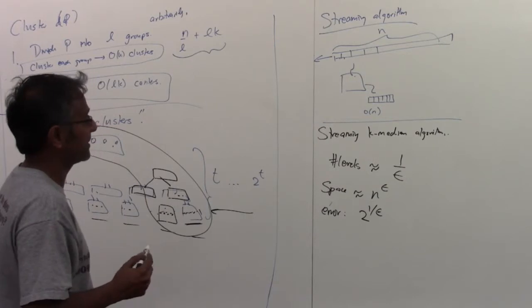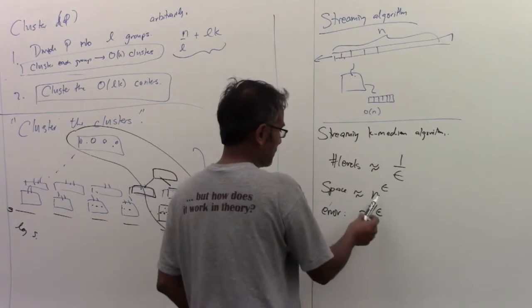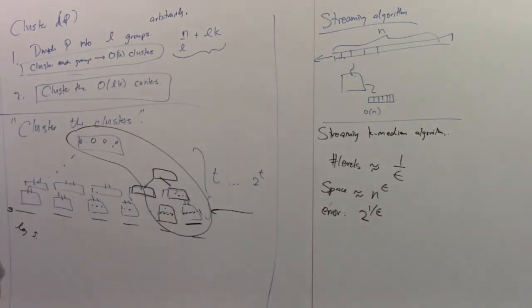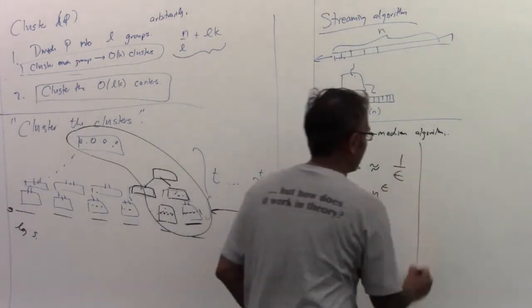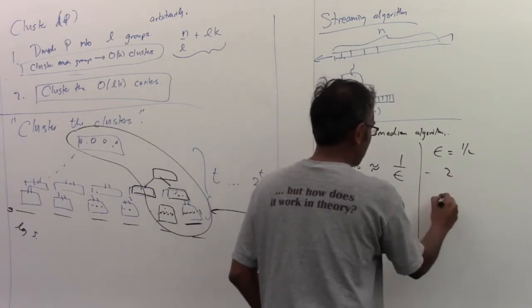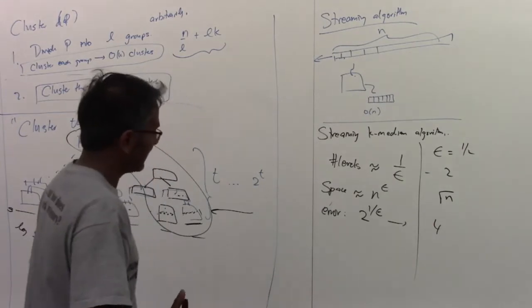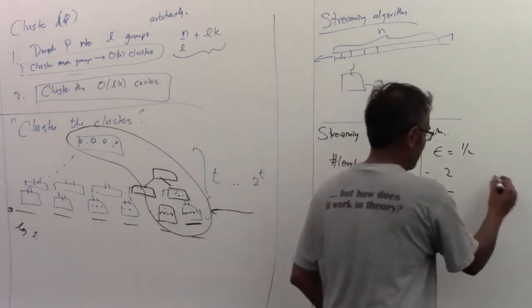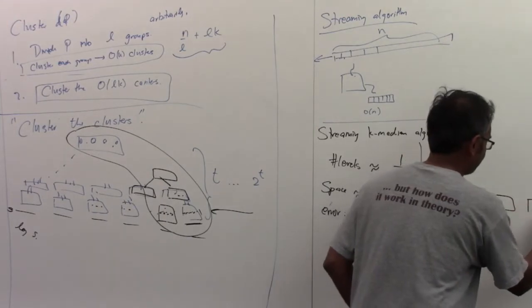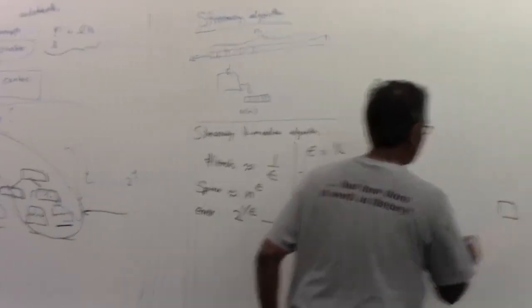So again, if you think of epsilon as say half, number of levels would be 2. You need square root n things. So let's take the case when epsilon is equal to half. So this is saying you need 2 levels. This should be square root n, and this should be 4. And the reason that's going to look like that is because you're going to have blobs of size square root n. So there'll be square root n such blobs, right?